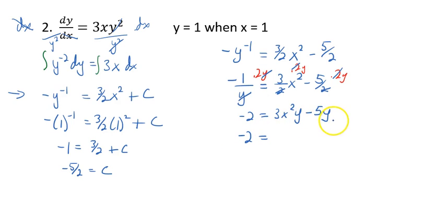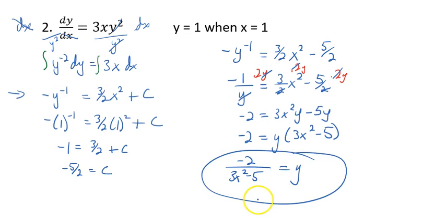It's a GCF over here of y. So if I take out y as a GCF, I get 3x squared minus 5. And then I'm trying to get y by itself, so I divide by that. And so this would be my final answer.